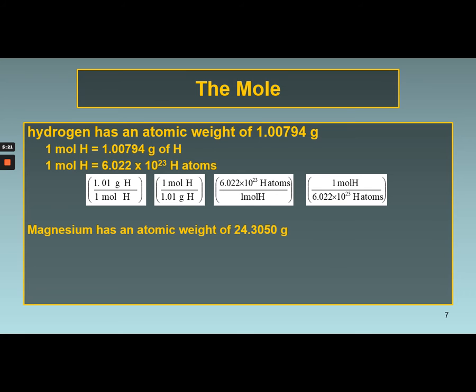So, if magnesium has an atomic weight of 24.3050 grams, what are the 4 conversion factors that you could write? So, if you would take a moment and pause this video and try to write these 4 things down and then restart.